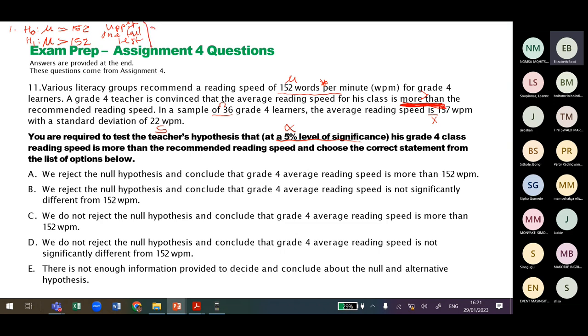So step number two, let's state what we are given. We are told what the alpha value is. It's 0.05 because it's 5%. Our N is 36. And our S, because we're not given the population standard deviation, we're given the sample standard deviation, is 22. What else? We can find also the degrees of freedom. Oh, let's not start there. Let's not go there because I'm not sure what makes me go to the degrees of freedom. Let's go to step number three.